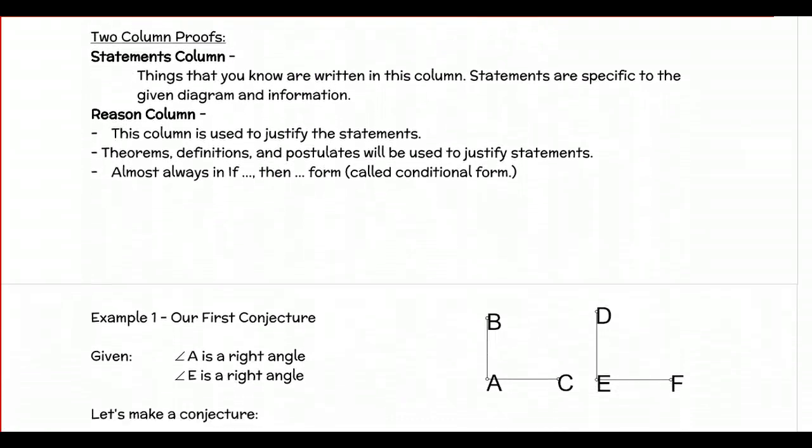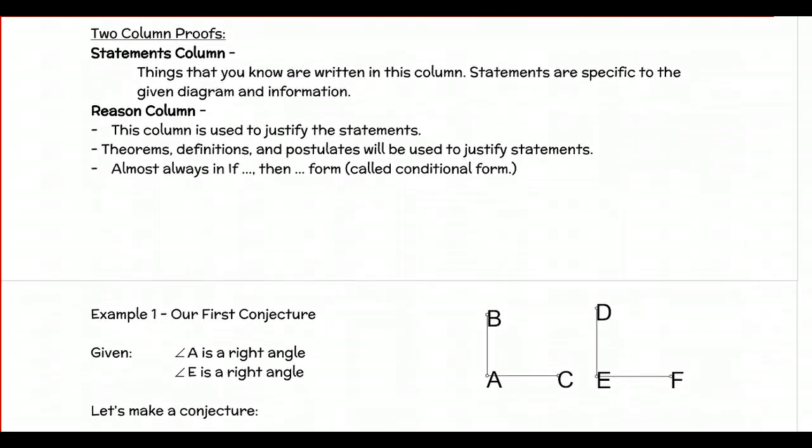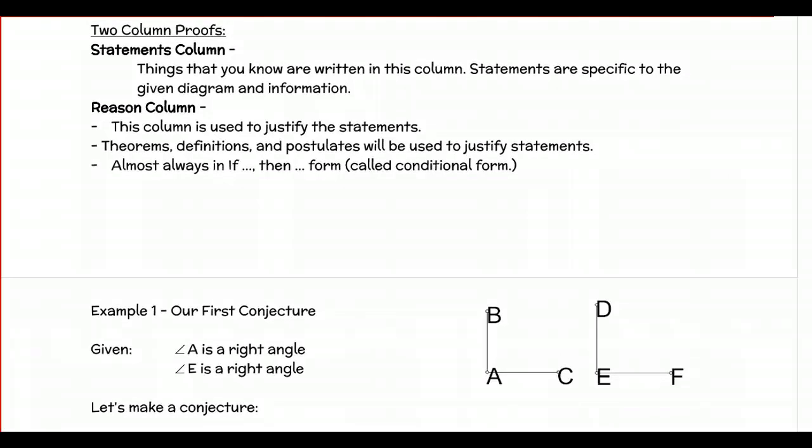And one of the vehicles that we'll use to do proofs is a two-column proof. So we're literally going to have two columns set up. We'll usually just divide our paper like this. We're going to have a statements column.